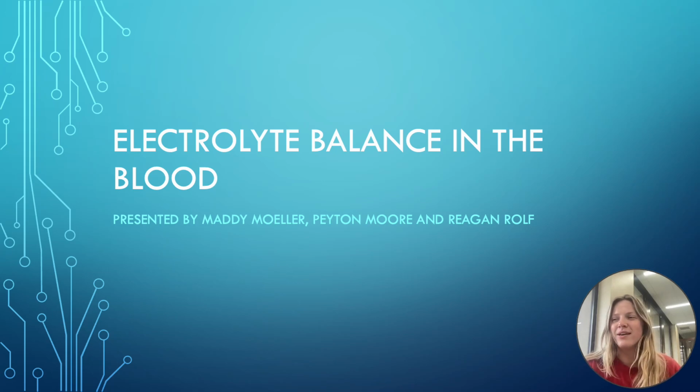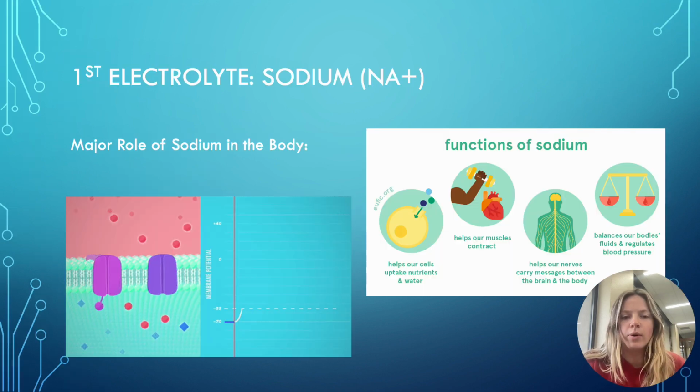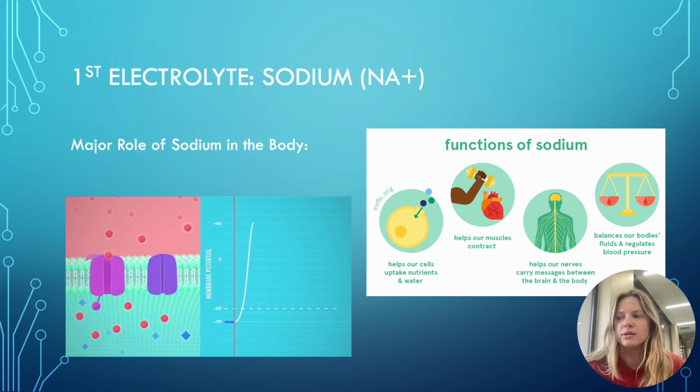Today we're going to be talking about the electrolyte balance in the blood. First, we are going to mention the major roles of sodium in the body. Sodium is one of the primary ions responsible for maintaining resting membrane potential. During depolarization, sodium floods into the cell to power nerve and muscle function.